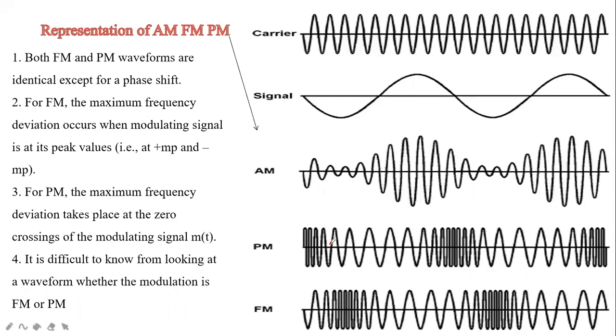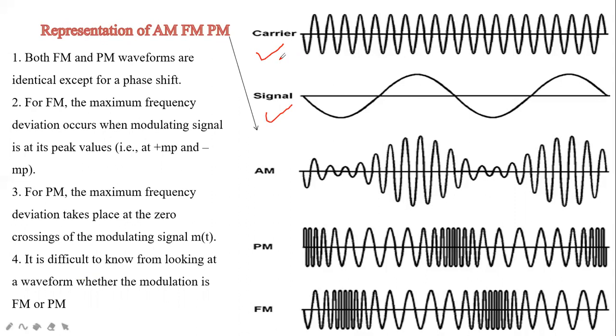So this is basically a representation of your amplitude modulated wave, frequency modulated wave, and phase modulated wave. As you have seen previously, there are two types of signal involved. First one is your carrier, and second one is your signal. Your signal is your message, and the carrier is the signal that carries your message signal to travel from one point to another point over a long distance.